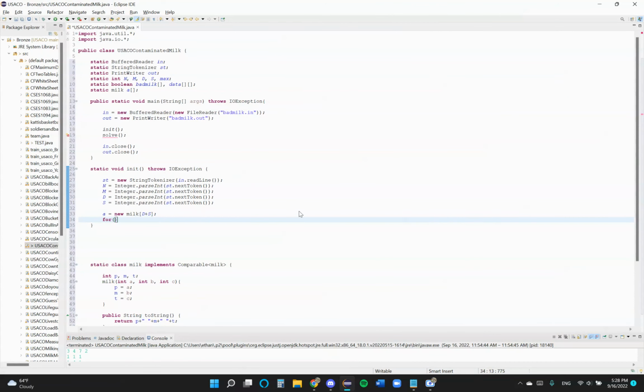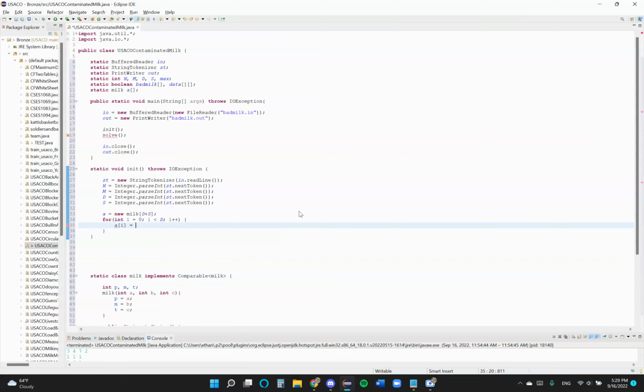And then we have to do for int i equals 0, i is less than d, a[i] equals new Milk, Integer.parseInt of the next token. But we have to subtract 1 because we remember that this is starting from 1 and we have to make sure that it's indexed since we're going to put it into an array. Minus 1, same thing, and then the same thing, except it's not the minus 1 since it's just time, so it doesn't matter.